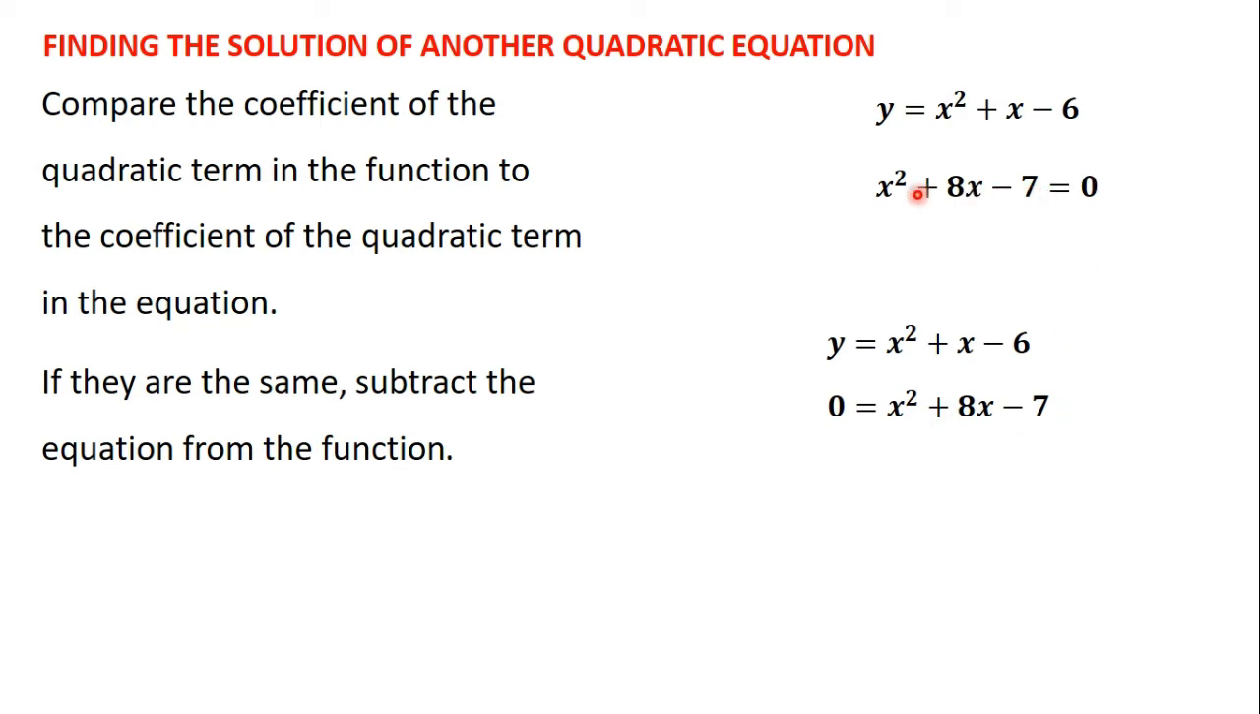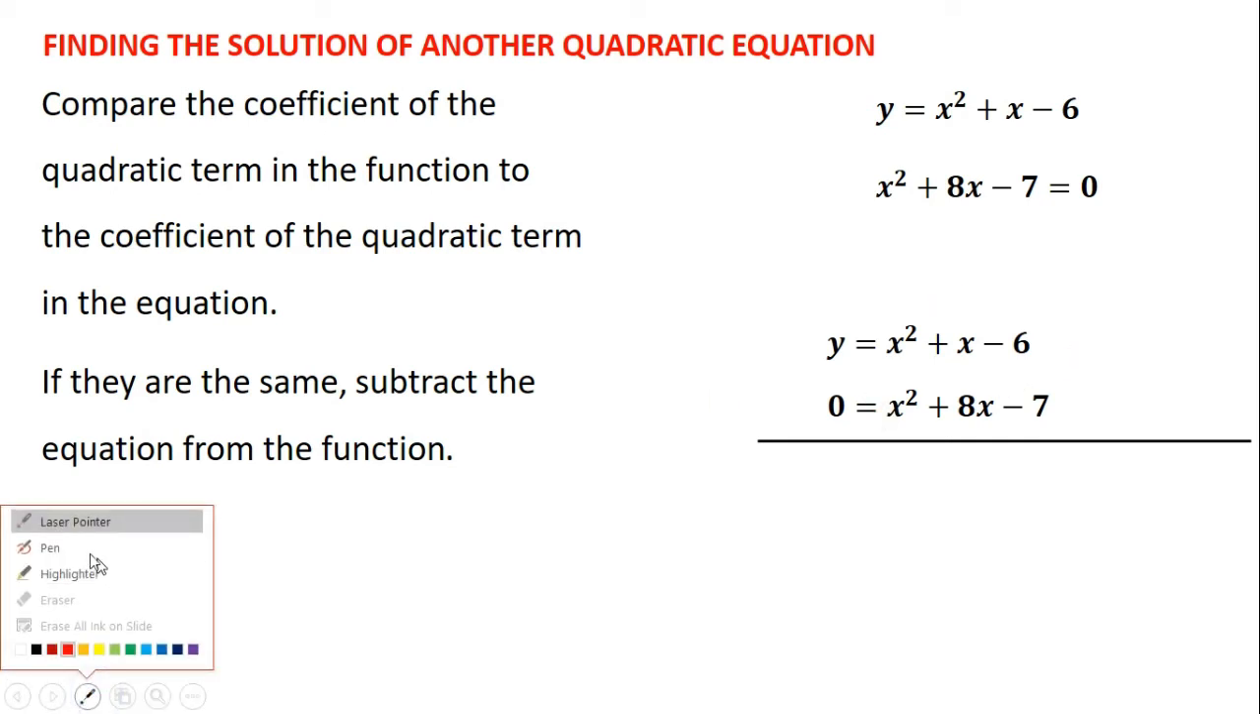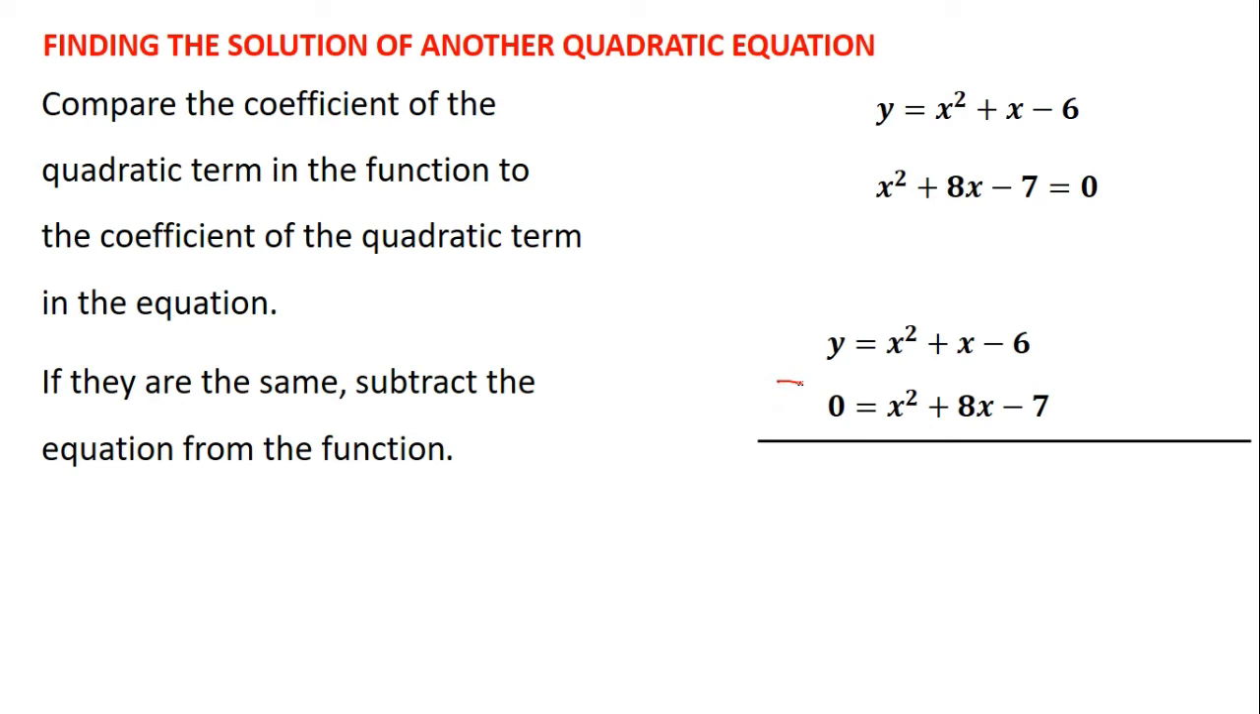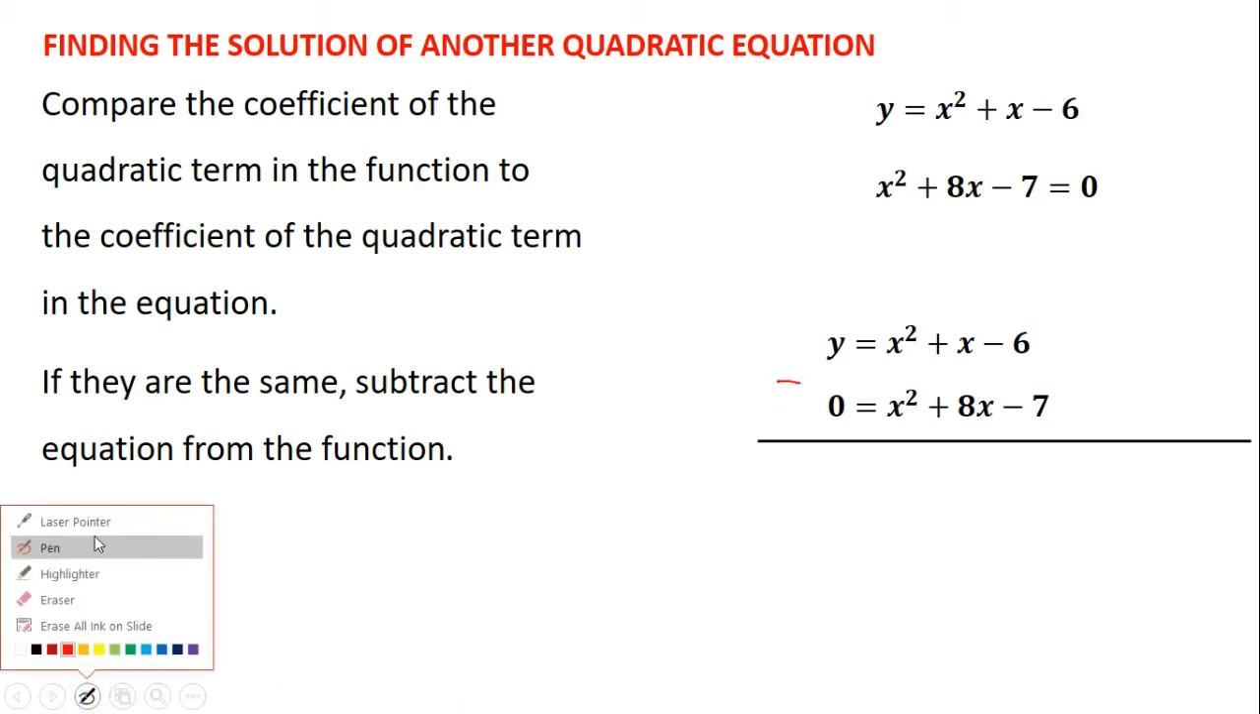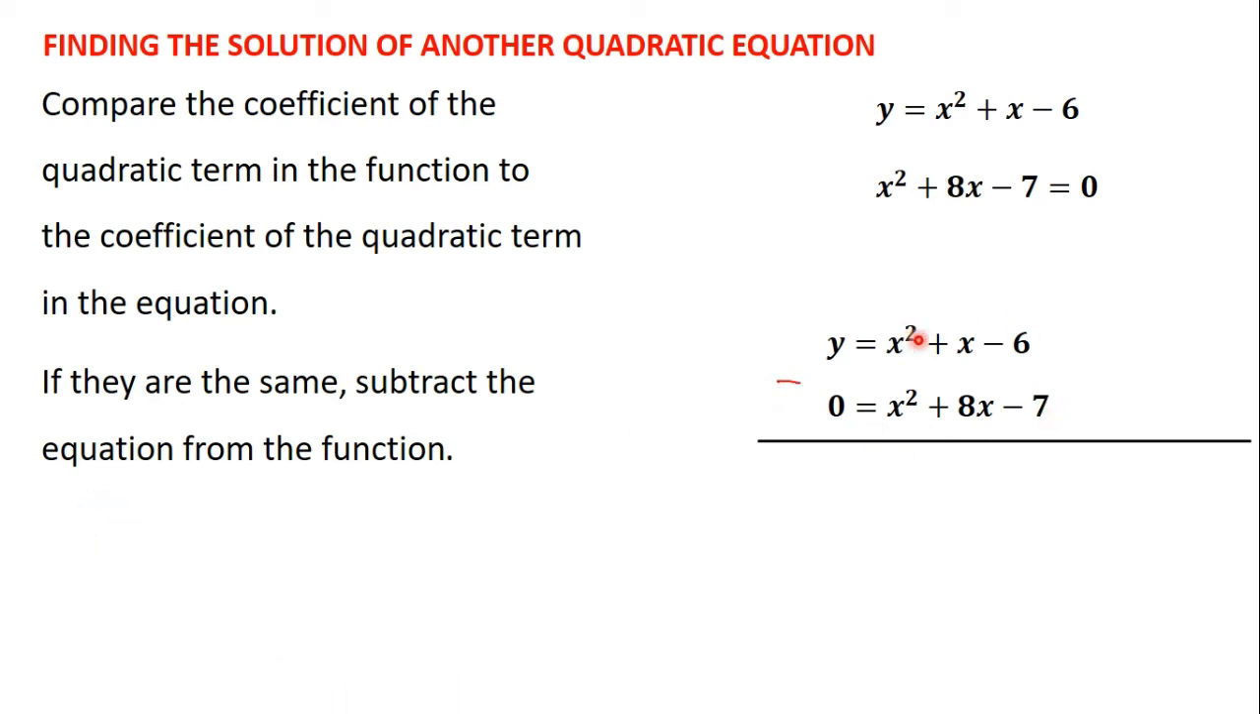Remember that we have not changed anything. We have s squared plus 8x minus 7 is equal to 0. And here it is 0 is equal to s squared plus 8x minus 7. I just interchange the position of 0 and the quadratic function. Okay, so we can now go ahead with the subtraction. Remember that we are subtracting the equation from the function. So we are going to subtract the equation, which is 0 is equal to s squared plus 8x minus 7, from the function, which is y is equal to s squared plus 8x minus 6.